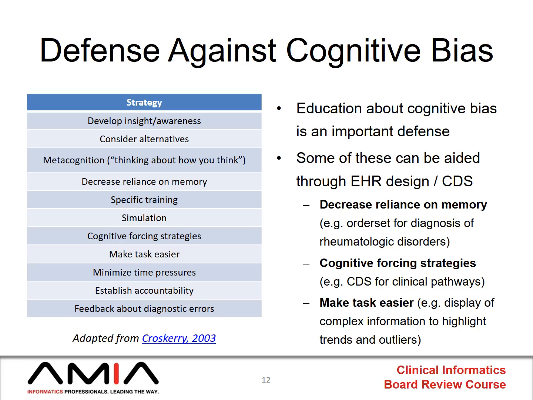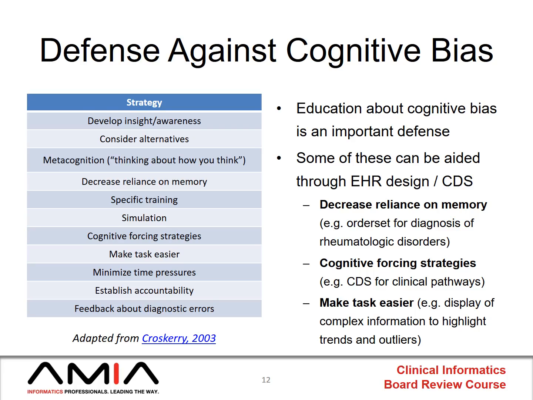Also, using cognitive forcing strategies, forcing the clinician to go through a specific clinical pathway, forcing them to do a specific test in a specific sequence, rather than jumping to more expensive or less expensive tests, is an important function of clinical decision support. It's also an important defense against cognitive bias.